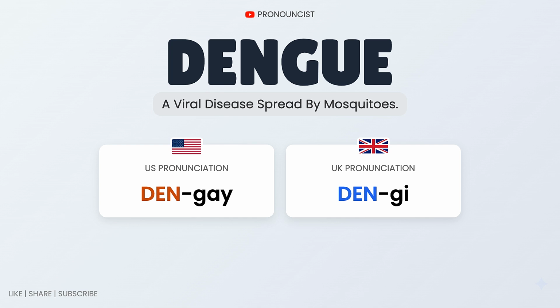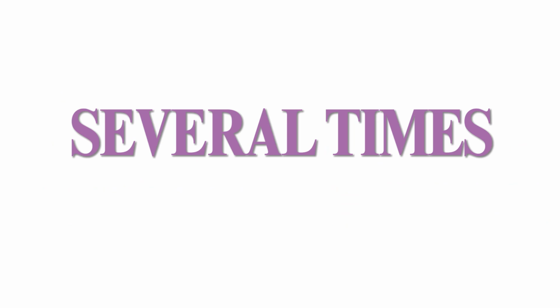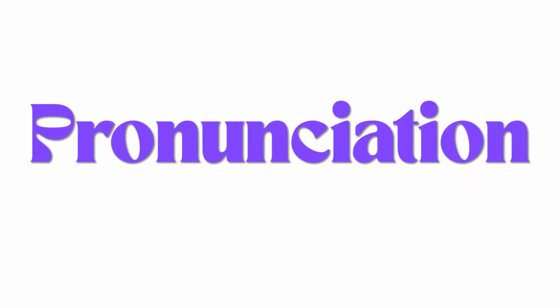Practice repeatedly and you'll soon be able to say this word perfectly. The best way to practice is to repeat the syllable multiple times. The meaning of the word is a viral disease spread by mosquitoes. Try repeating this word several times to improve your pronunciation.